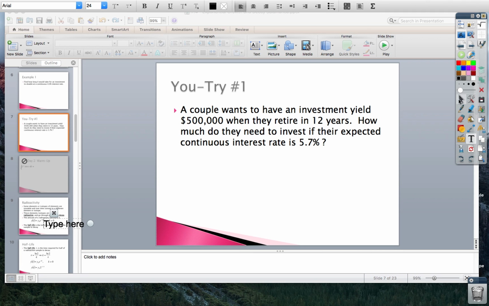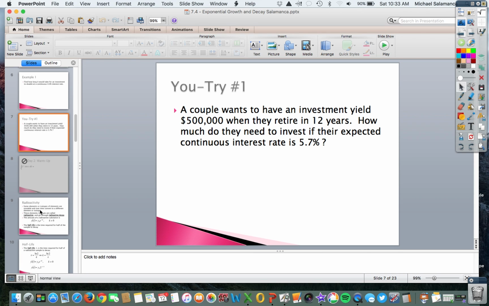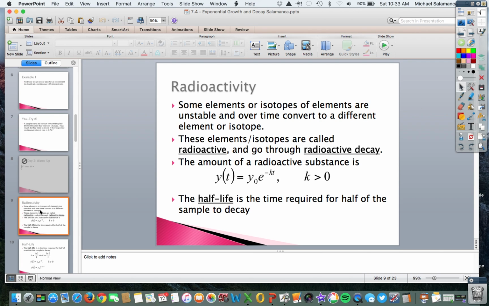So another thing we want to look at is decay. We've looked at exponential growth, now we're going to look at decay. And one of the ways that this works is through radioactivity. Now, some elements or isotopes of elements are unstable and over time convert to a different element or isotope. These elements or isotopes are called radioactive and go through radioactive decay.